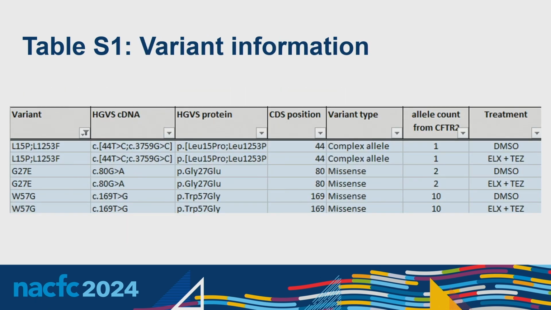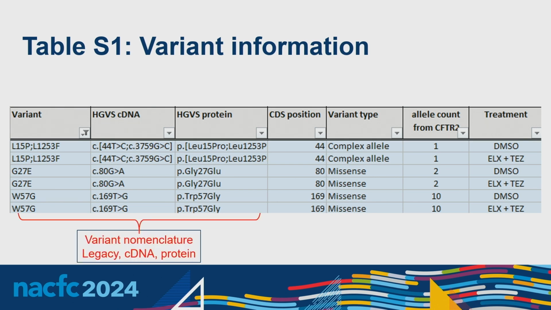When you pull up this supplemental table, this is what at least one small part of it looks like. So the variant nomenclature is to the far left. So you have legacy name, cDNA name, protein name. You can search for any of these in the table. This is just the coding sequence position if you want to order it, 5' to 3' for the gene. Also gives you the variant type. And then the allele count.